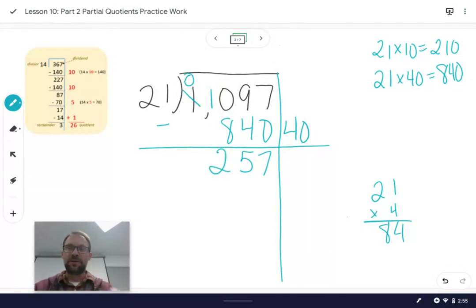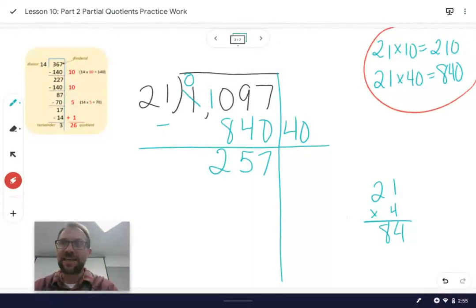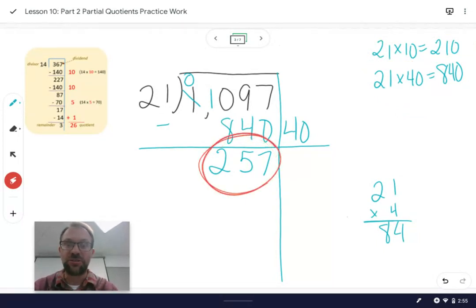Now, look what I can do. I don't need to think about all these other new groups anymore. I can go back, and if I look at my list, and this is one of the reasons why we make a list in writing, I can see that I already have a group of 21s, 10 21s. That's pretty close to this new partial dividend here, 257. So I'm going to use this right here. I'm going to say my next partial quotient is 10.